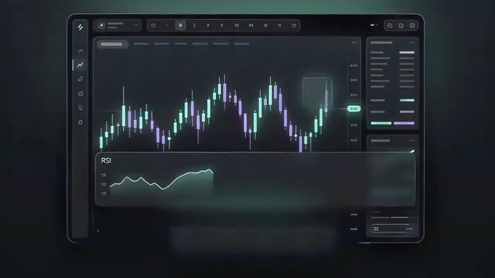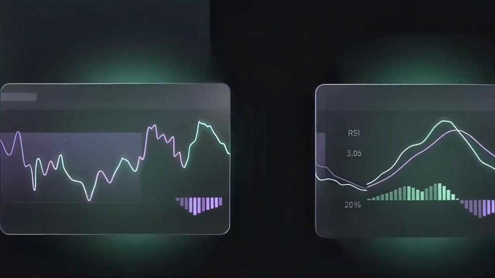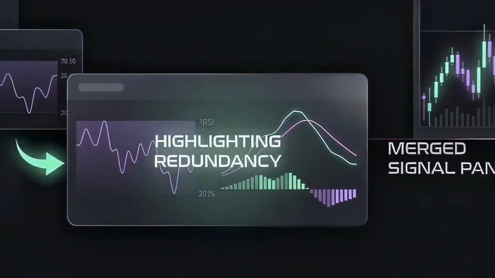Next, the strategy that pairs the relative strength index with the moving average, convergence, divergence, and why running both usually means running the same indicator twice.